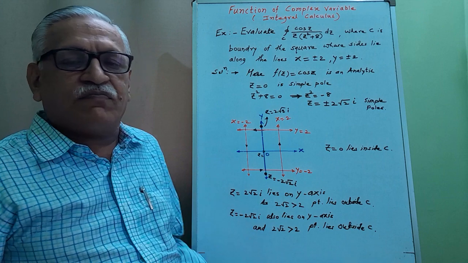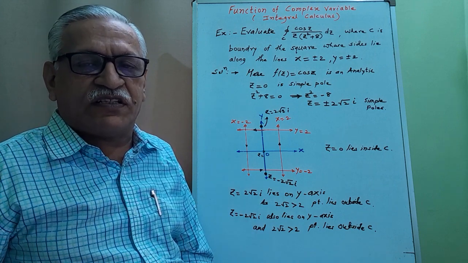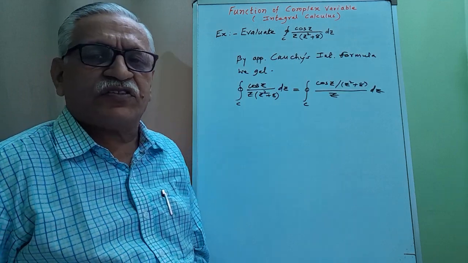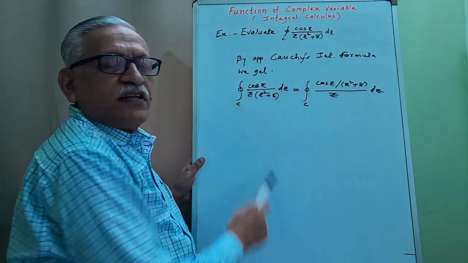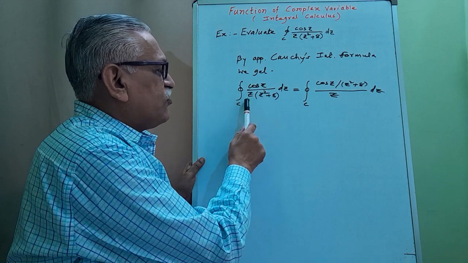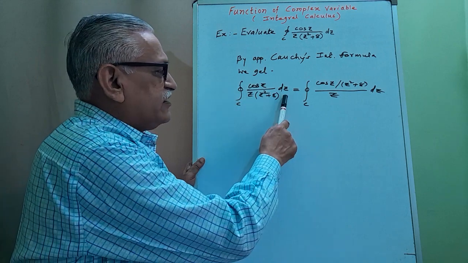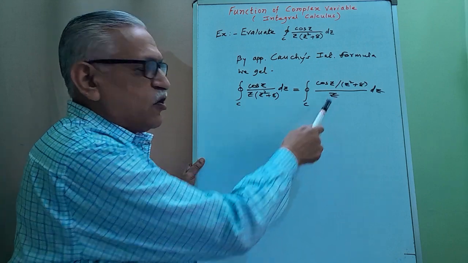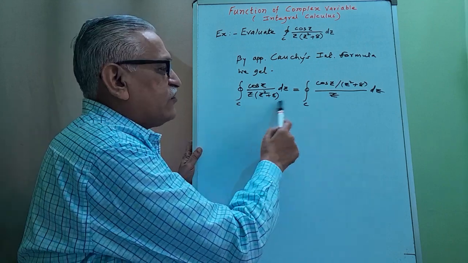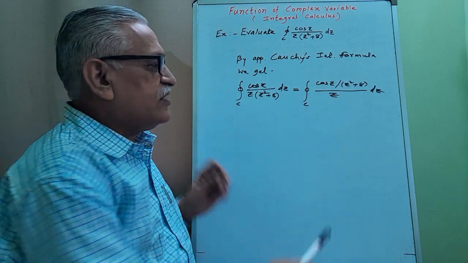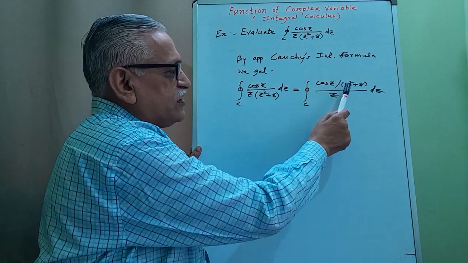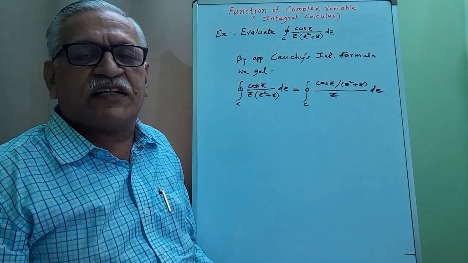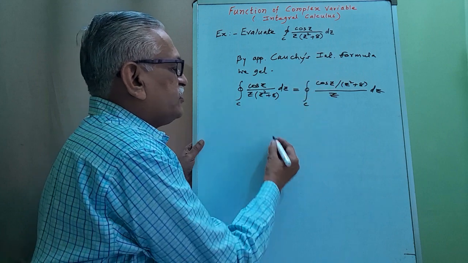Therefore, by applying Cauchy's integral formula, we try to get the value of the contour integral. Applying Cauchy's integral formula to the integral of cos z upon z into (z square plus 8) dz, the point which lies inside we keep in the denominator, and the points outside we shift to the numerator. Therefore, we have the integration of cos z divided by (z square plus 8), whole divided by z, with respect to z.